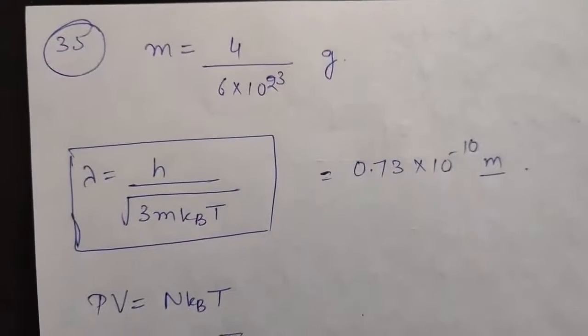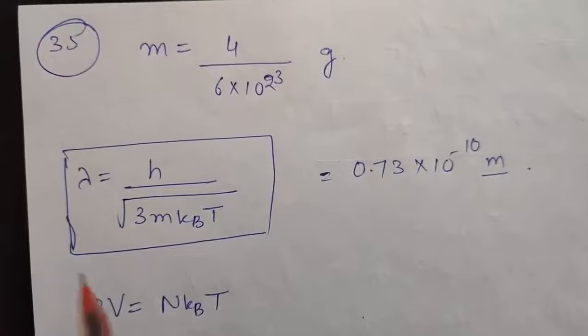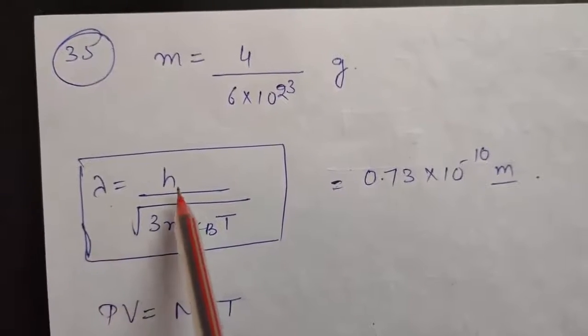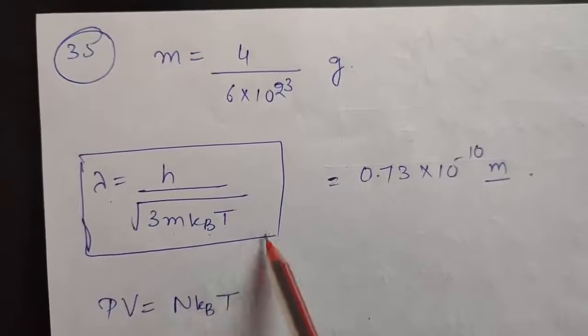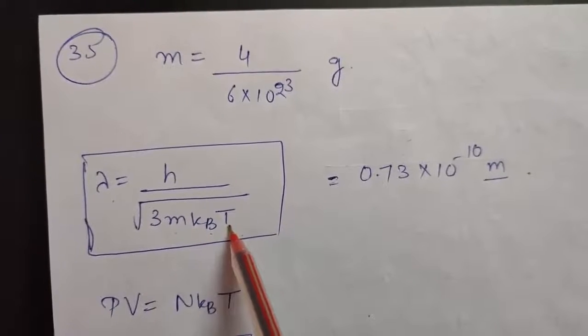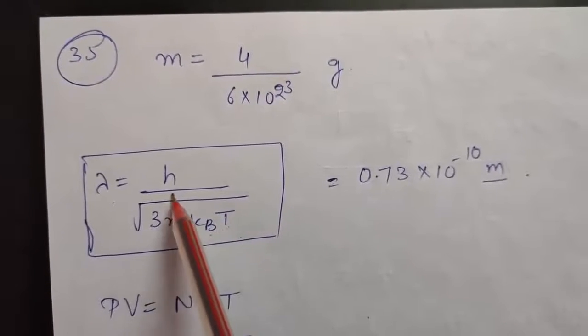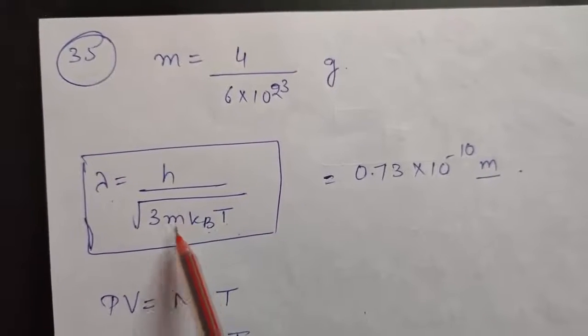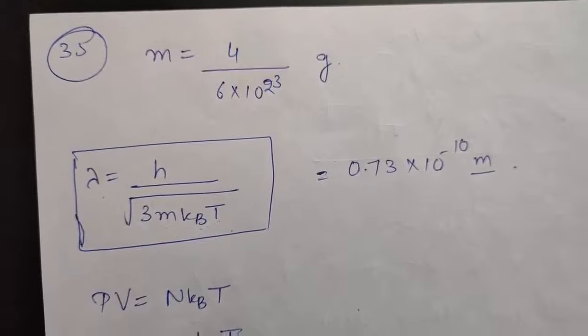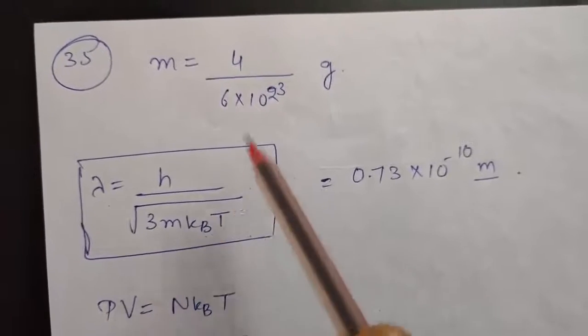Okay, so now you know if temperature is given, the de Broglie wavelength can be calculated by h upon the square root of 3 m kB T. This you have done in your theory lectures. T is temperature, that is given. h you know already. Boltzmann constant you know. So here m will be the mass of one helium atom. To put m, we will be using this.